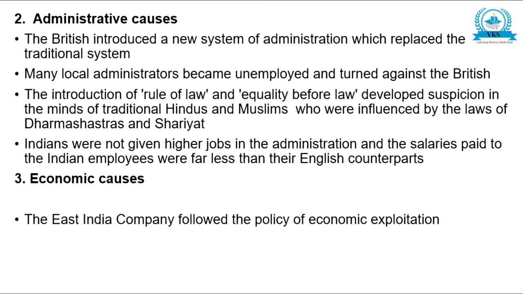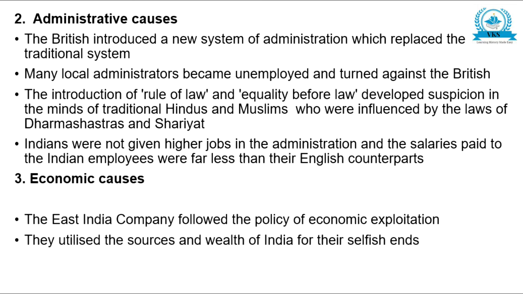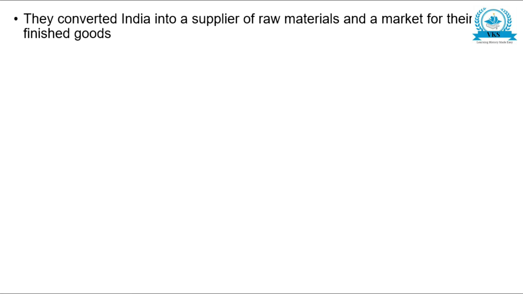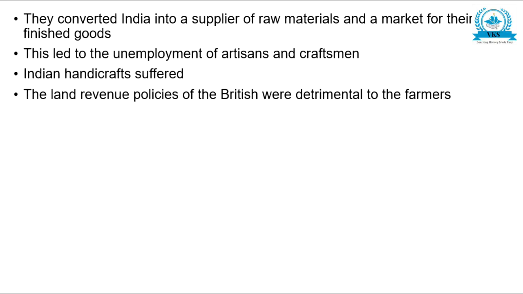Economic causes. The East India Company followed the policy of economic exploitation. They utilized the sources and wealth of India for their selfish ends. They converted India into a supplier of raw material and a market for their finished goods. This led to the unemployment of artisans and craftsmen. Indian handicrafts suffered. The land revenue policy of the British was detrimental to the farmers. Now let us continue with the causes.